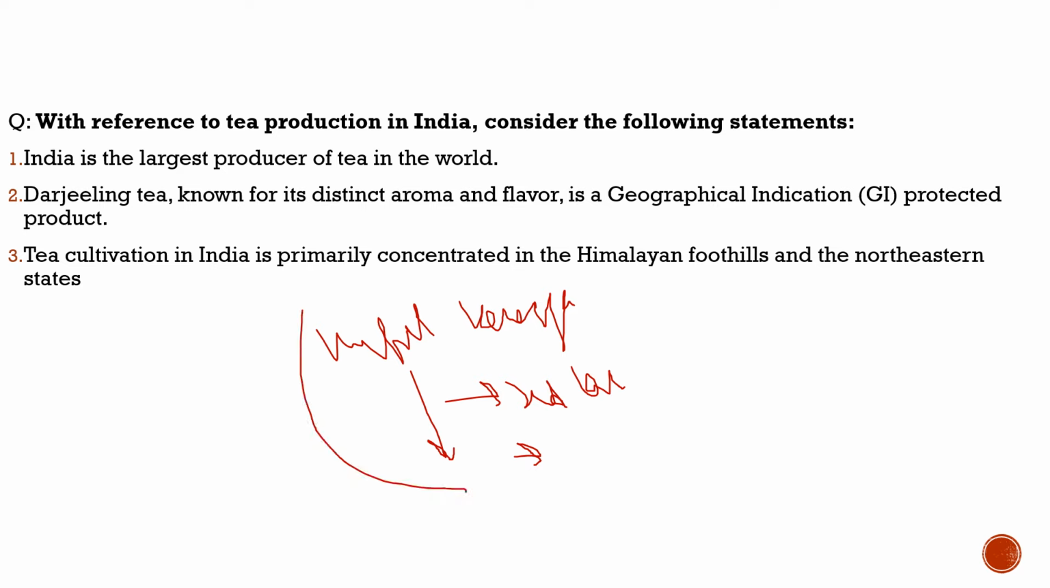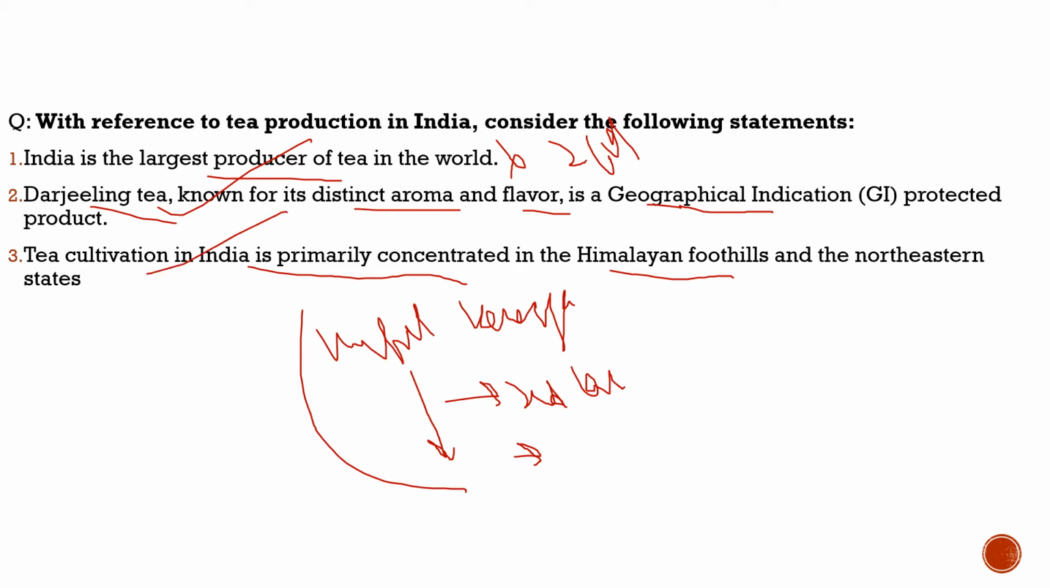Now let's understand about tea production. Here the first statement, India is the largest producer of tea in the world. Incorrect. India is second largest after China. China is the largest. So India is second largest. Second statement, Darjeeling tea, known for its distinct aroma and flavor, is a geographic indication protected product. 100% correct. Third statement, tea cultivation in India is primarily confined to the Himalayan foothills and the northeastern states. 100% correct. So with respect to this question, the correct statements are statement 2 and statement 3.